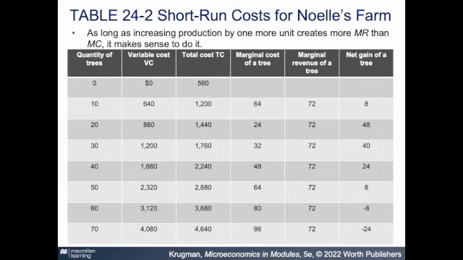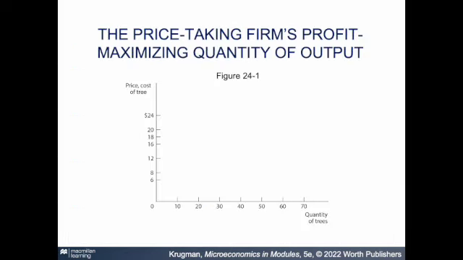7. Table 24.2: short-run costs for Noel's farm. As long as increasing production by one more unit creates more MR than MC, it makes sense to do it. The price-taking firm's profit-maximizing quantity of output.